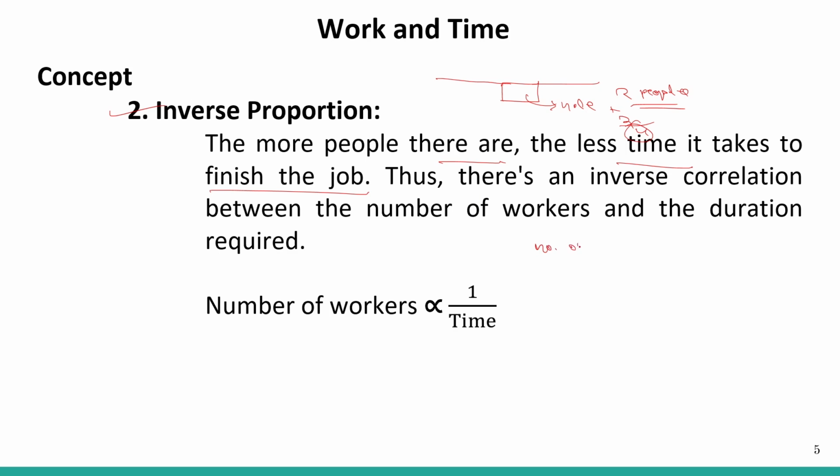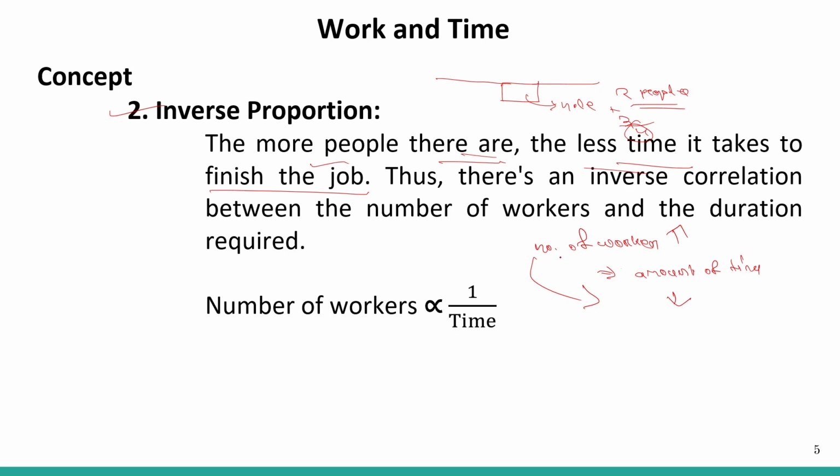So an increase in the number of workers implies the amount of time decreases, right? So this is the relation that is called inverse proportion. The more people there are, the less time it takes to finish that job. Thus, there is an inverse correlation between the number of workers and the duration required.